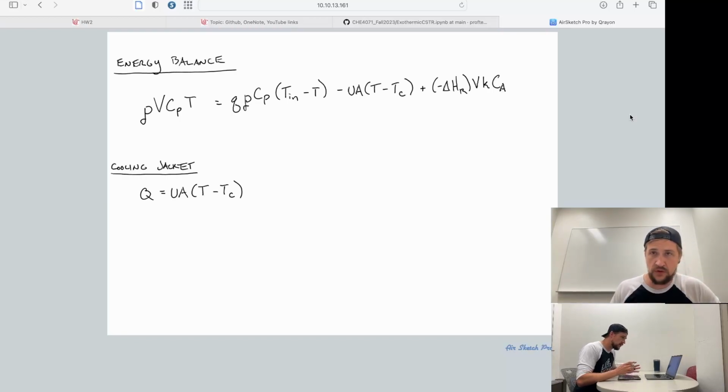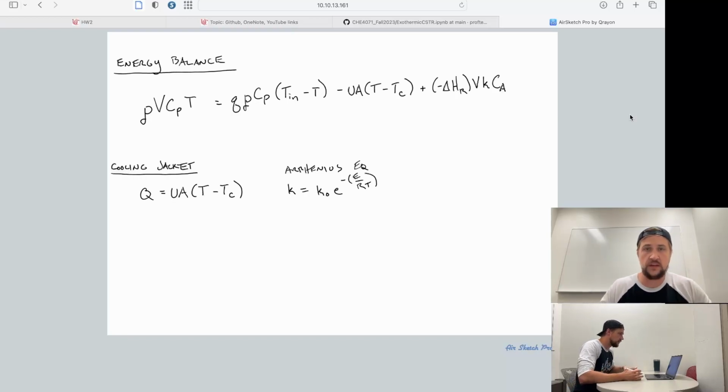Now, when we come to determining k, something we're going to need to know is the Arrhenius equation. Which is k equal to our k naught multiplied by the exponent of negative activation energy divided by R multiplied by the current temperature. So that's going to come in when we go to actually solving the situation here.